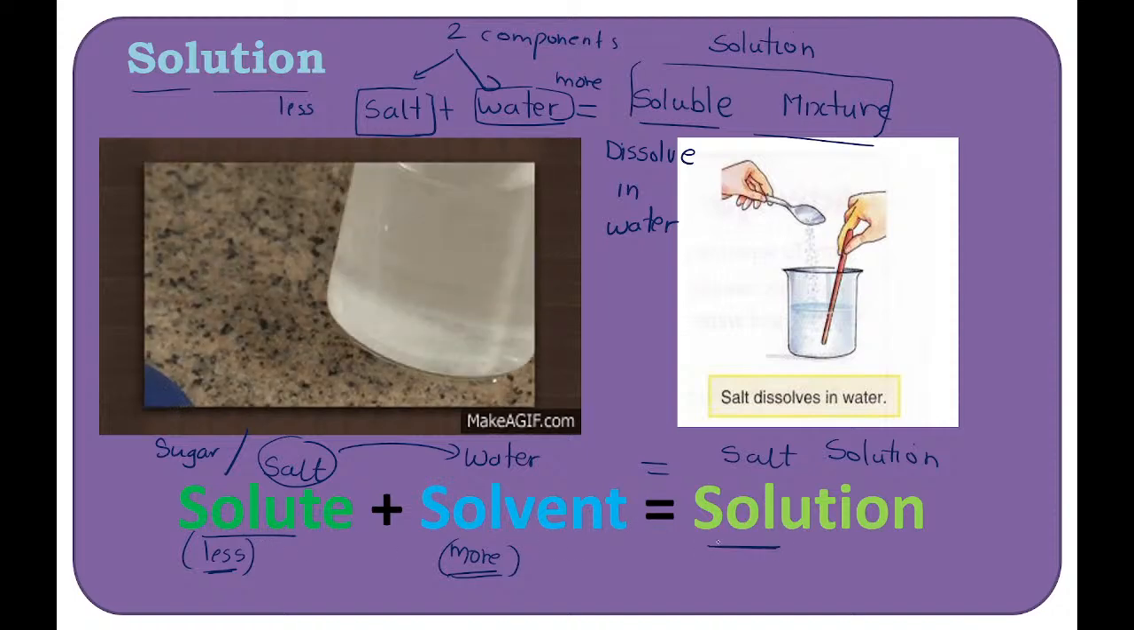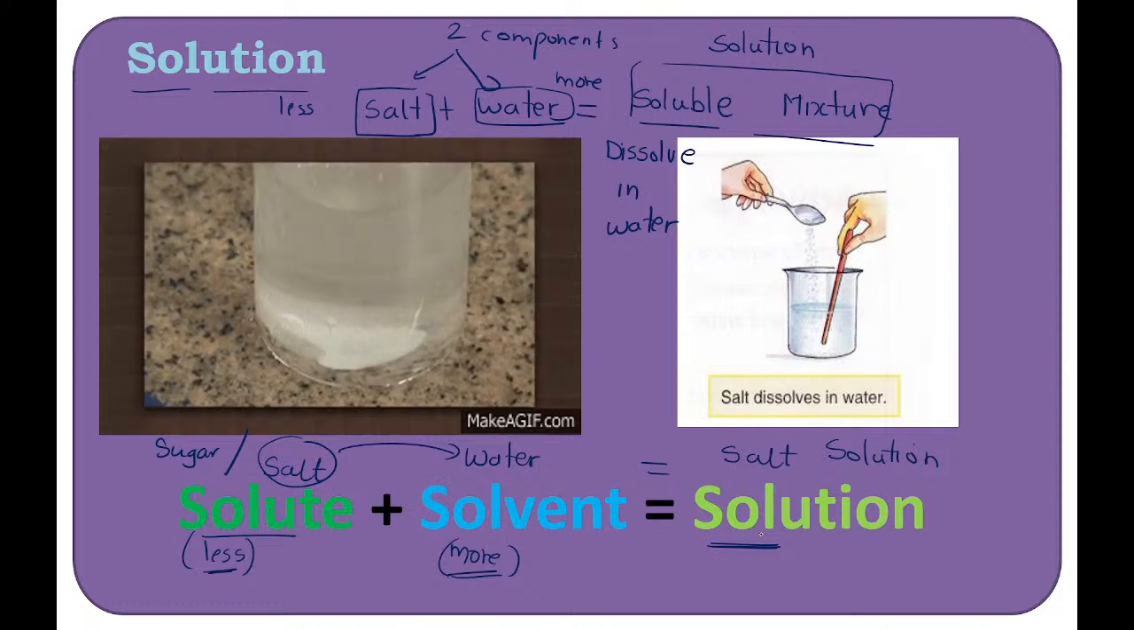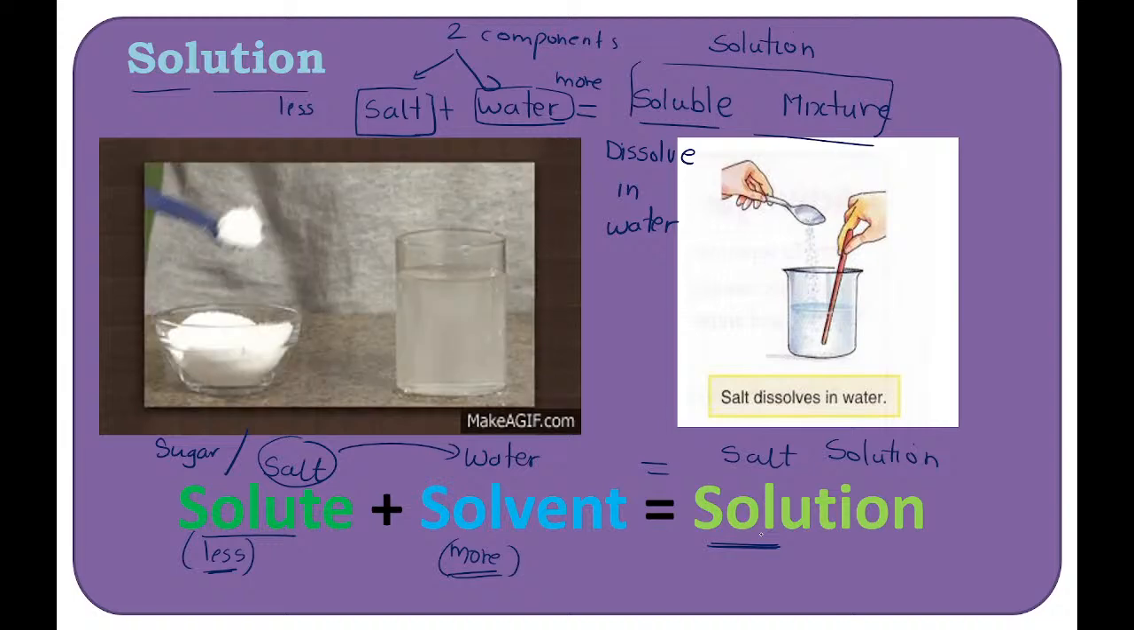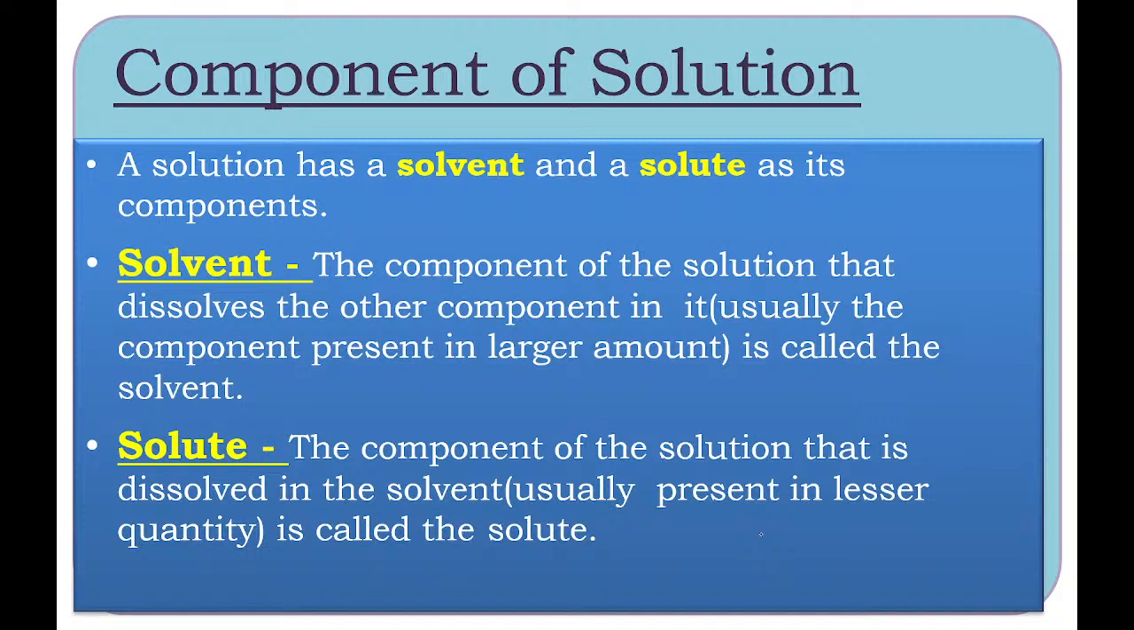For more detail, you are going to learn in your higher classes, what is solute and what is solvent. Right now, don't concentrate on that. Right now, see solution. A solution is a mixture of how many components? Two components are there. One is the solvent, the other one is the solute. As I already told you, the solvent is that component of a solution that dissolves the other component in it.